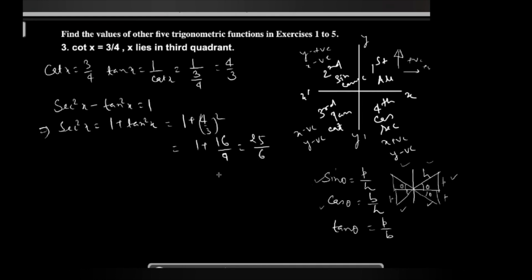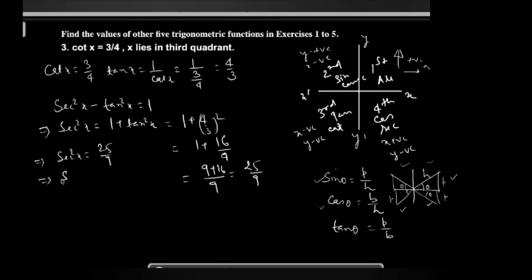Or let me just do it one more step. Let's not skip any step here. So if this is my 9, then 9 will be LCM, and this 9 plus 16 would be 25 by 9. So this implies sec square x equals 25 by 9.